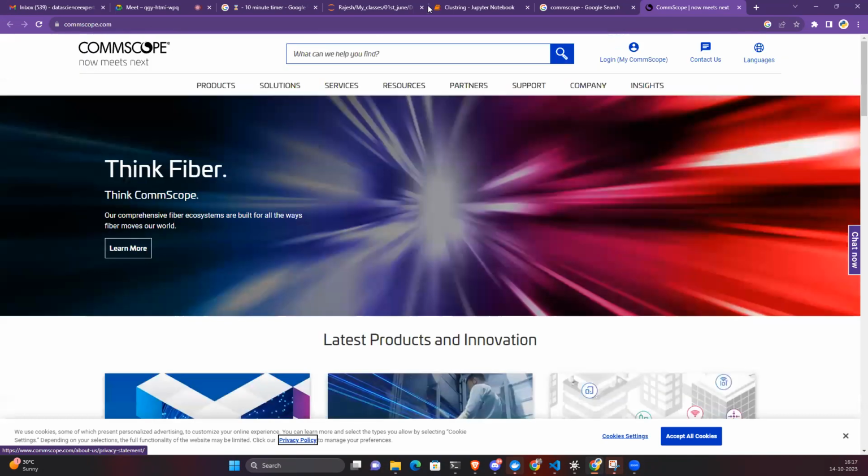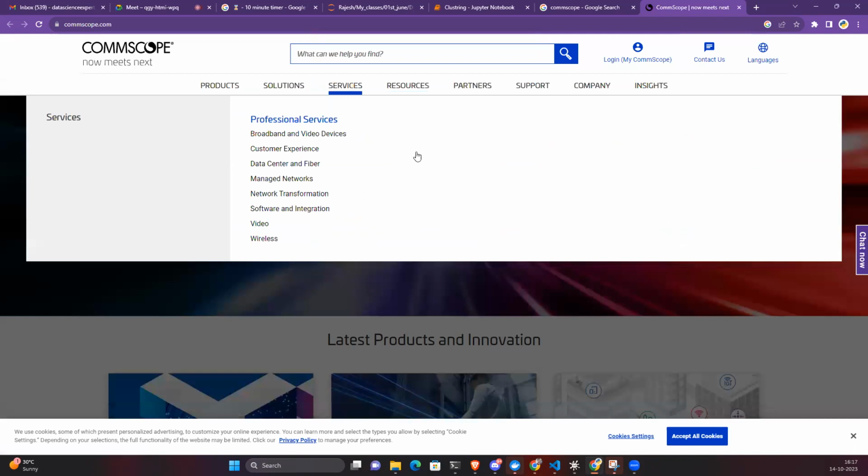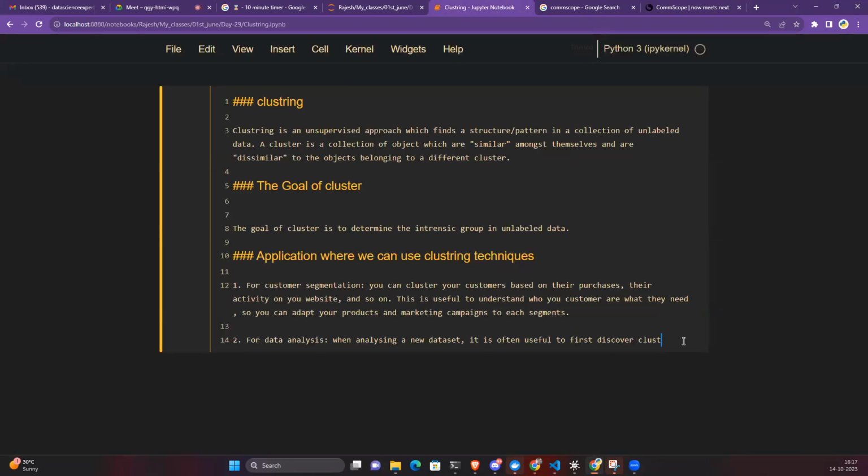Where is this company? Broadband, video, device, customer experience, data center fiber. Acha. Okay. So if it is a revenue making company, a product based company, then I'd say you can search for your career there as well, right? As a data scientist, there must be some profile.